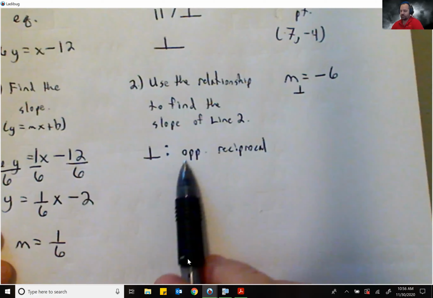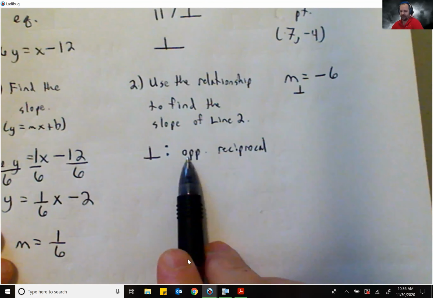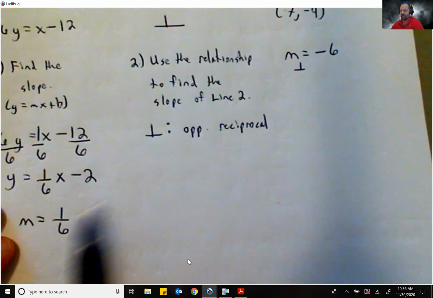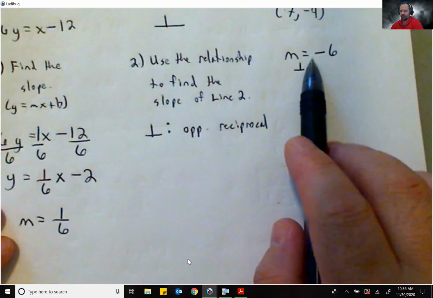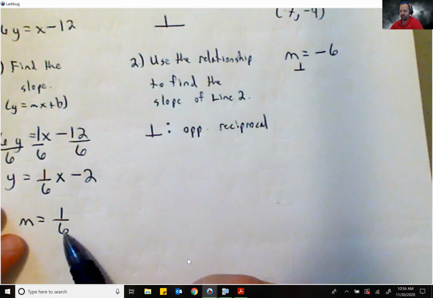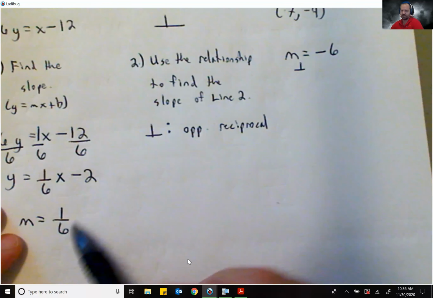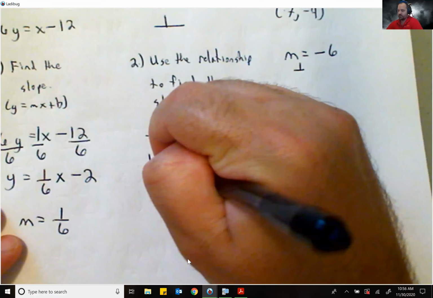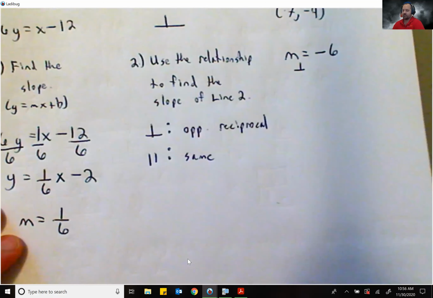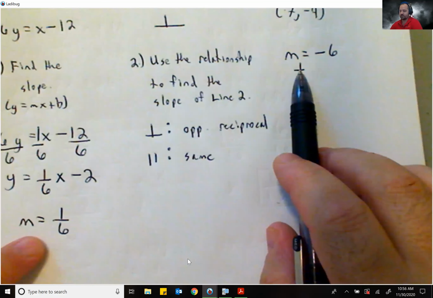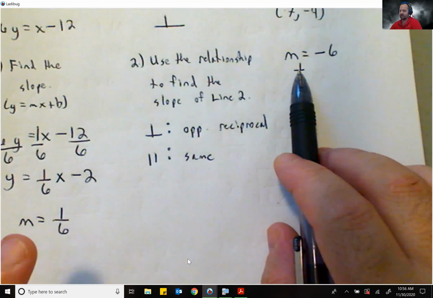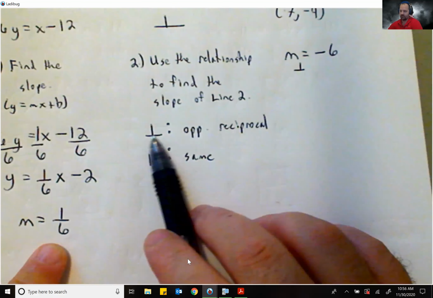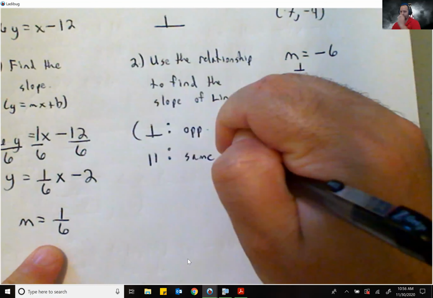Means change the sign and flip it. So the opposite of a positive number is negative. And when you flip this, you get 6 over 1, which is just 6. If it was parallel, they're the same. So if this was parallel slopes, if this was 1/6, this would have been 1/6, but they're not. They're perpendicular. So keep that in mind.